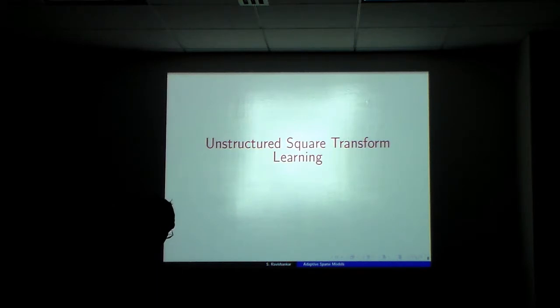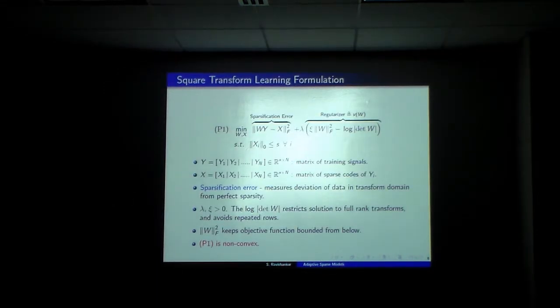Okay, so I want to begin with the simplest form of transform learning formulation that we have proposed in the recent past. And that's about just learning a square transform, a square matrix. So this is the kind of problem that we propose for learning a square transform.